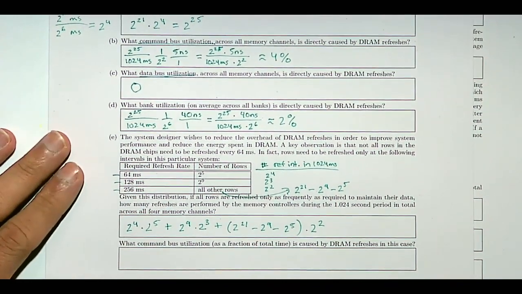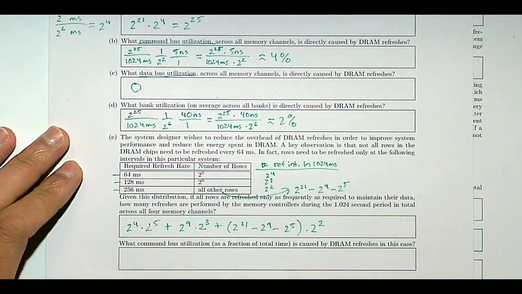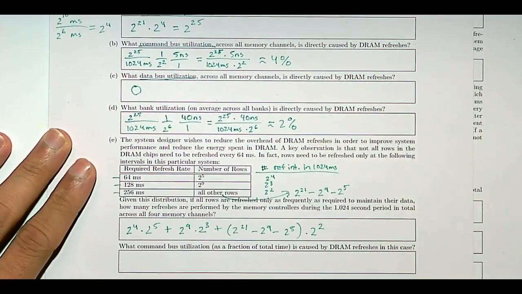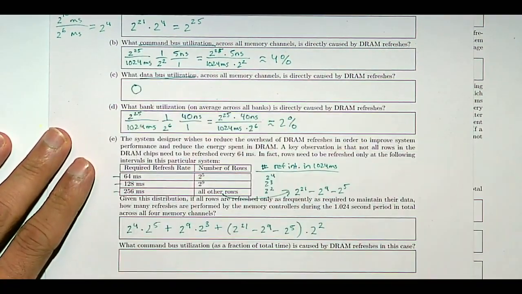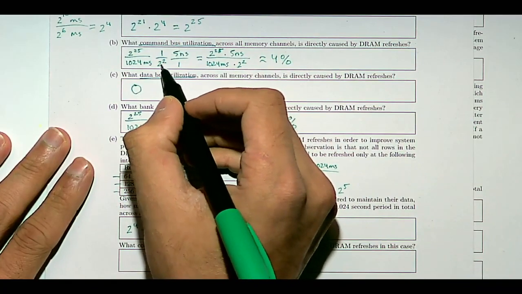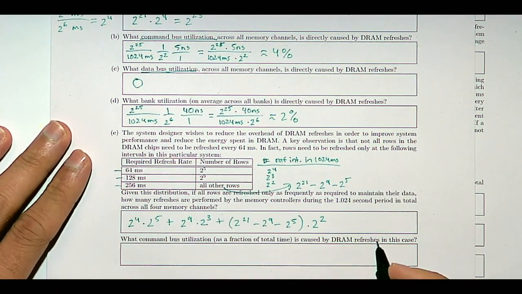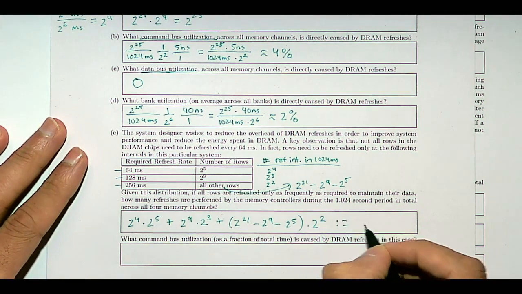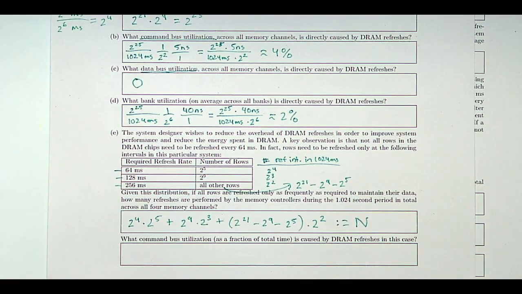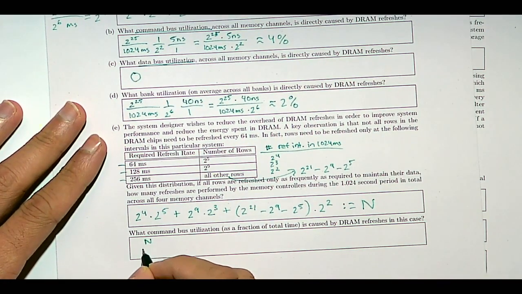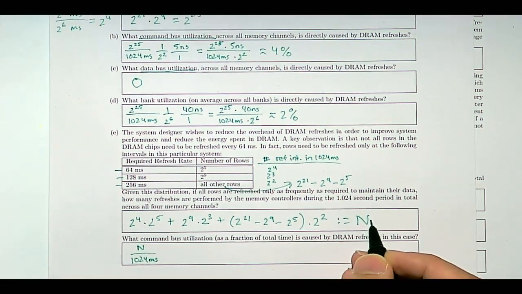Okay. So the next part is the command bus utilization. And so this computation is basically exactly the same as we do up here, right? Except instead of 2 to the 25 refreshes per channel, we essentially have a different value. And so instead of writing this repeatedly, I'm just going to define this as a variable n, right? So it just makes this a little bit easier. And so what we have here is that we have n refresh operations happening per 1024 milliseconds, right? Where we computed n in this part.